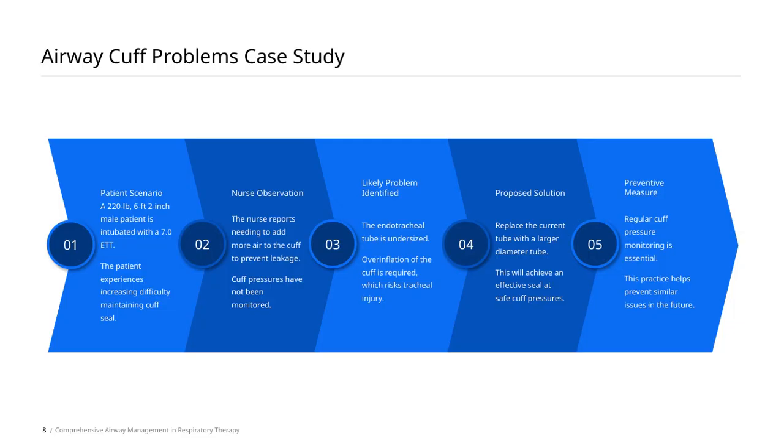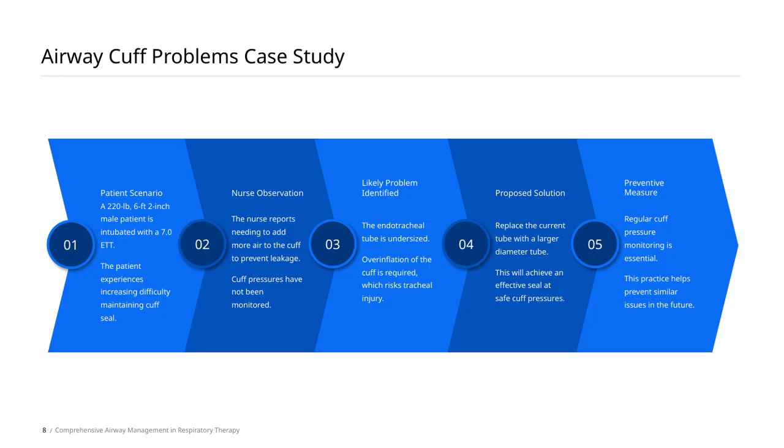Let's look at this case study to understand some common airway cuff problems. We have a 220-pound, 6'2" male patient who was intubated with a 7 endotracheal tube. Over time, he started experiencing increasing difficulty maintaining the cuff seal. This is a key point because a proper cuff seal is essential to ensure effective ventilation and prevent aspiration. The nurse reports that they needed to add more air to the cuff to prevent leakage, but importantly, cuff pressures had not been monitored. This highlights a critical oversight. Without regular monitoring, cuff issues can go unnoticed and lead to complications.